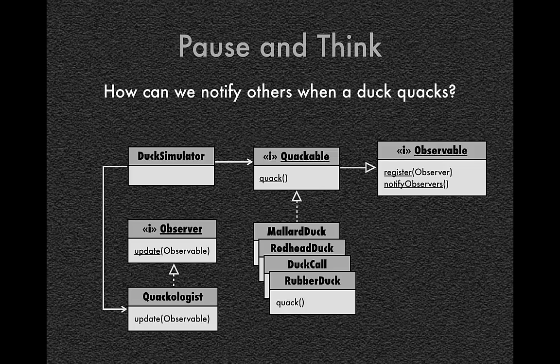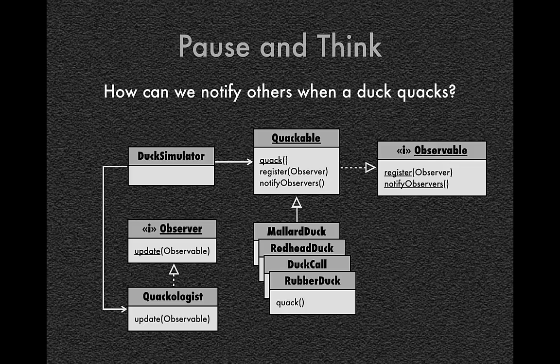Now the question is, where do we put the implementation of register and notify observers? One thing we can do is to put it in every concrete class. However, this would lead to a lot of duplicate code. In the book Head First Design Patterns, a helper class is created, and the concrete ducks simply call through to the helper code for registration and notification. In our case, we're going to put the code in the quackable class. To do that, we're going to have to change quackable from an interface to an abstract class. Once it's an abstract class, we can provide default implementations of register and notify observers.